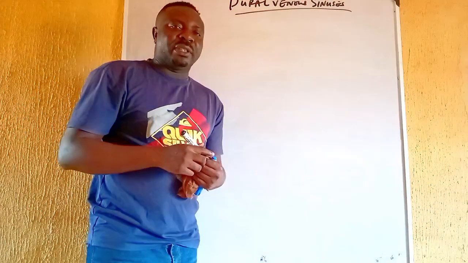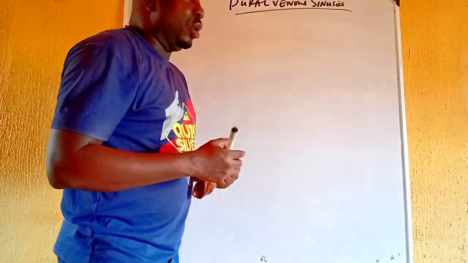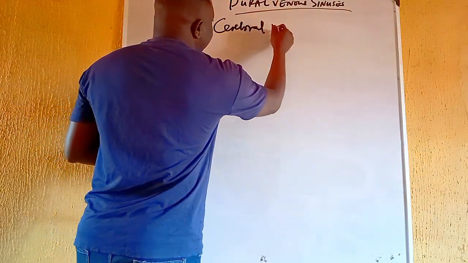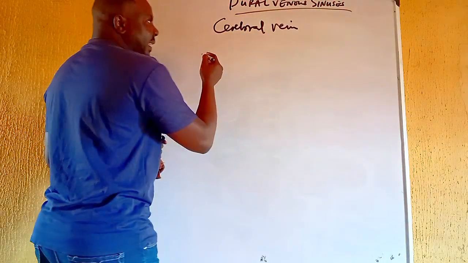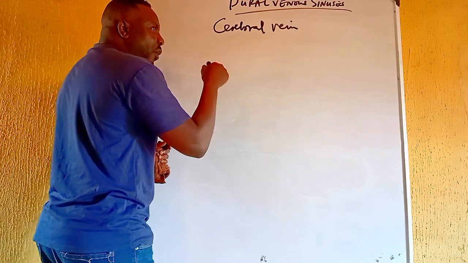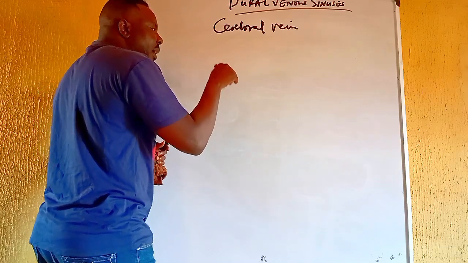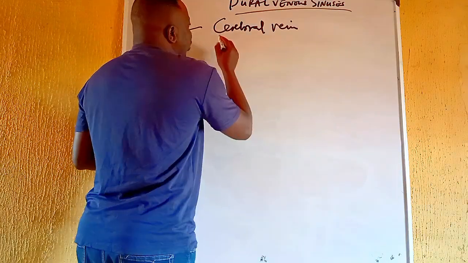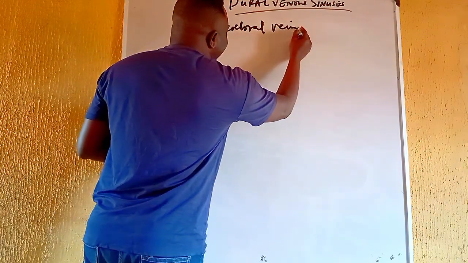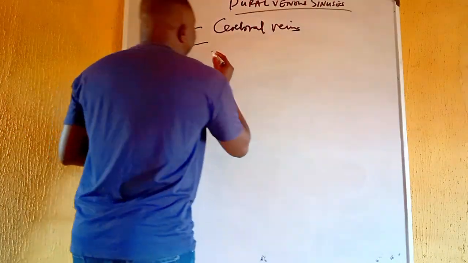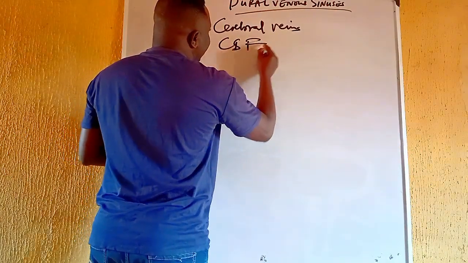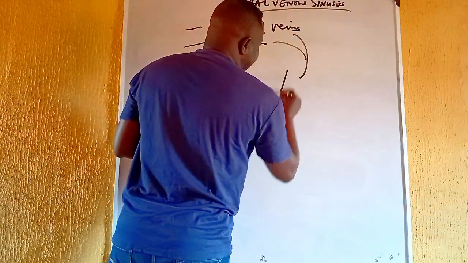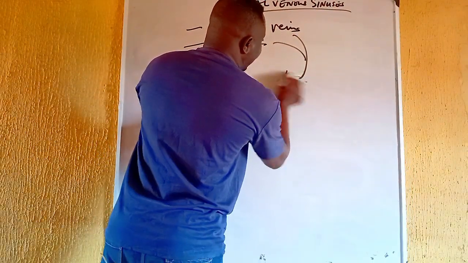The dural venous sinuses are sinuses that drain blood from the cerebral veins and also drain CSF. They drain CSF from the subarachnoid space into the internal jugular vein. So they drain blood from cerebral veins and also CSF from the subarachnoid space into the internal jugular vein.